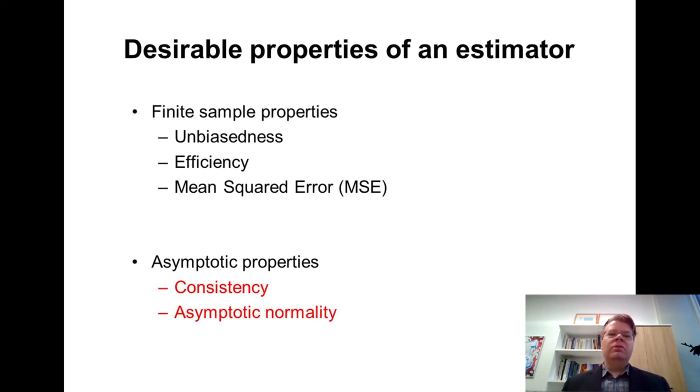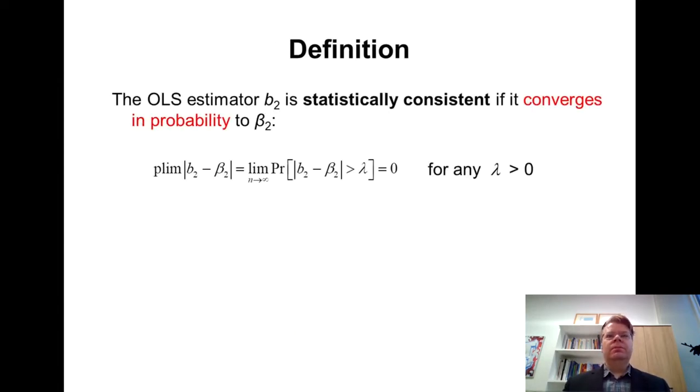The word asymptotic refers to the situation where the sample size approaches infinity. So in some sense, it's the ideal case where you can have as many observations as you possibly could. So in some sense, the finite sample doesn't restrict your analysis in any way. So let's first turn attention to consistency.